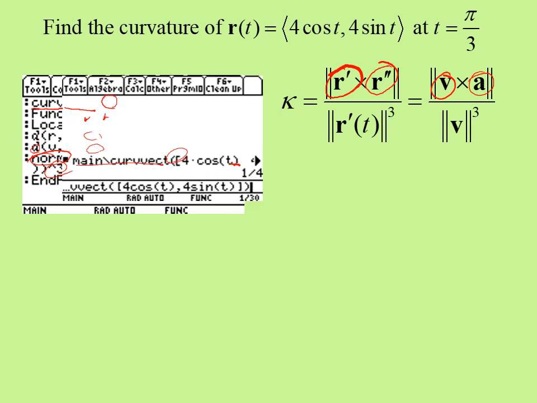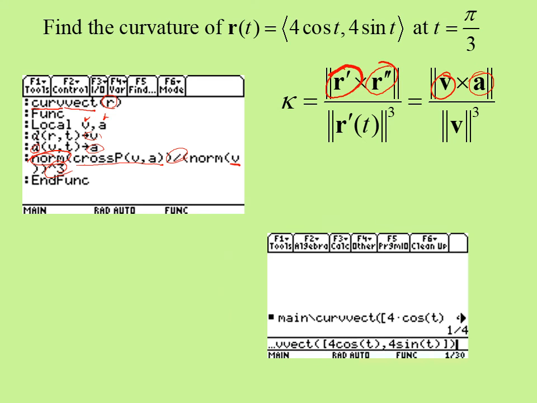Here's what it would look like. And you see we get the same answer. This is the problem that we did earlier.